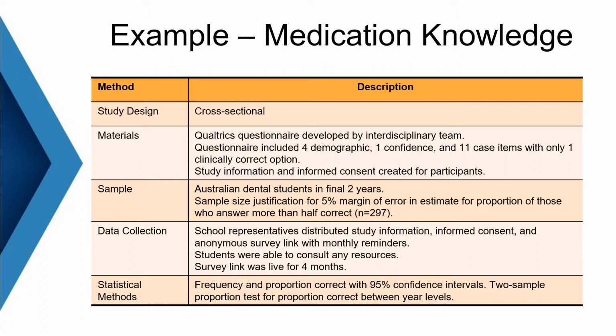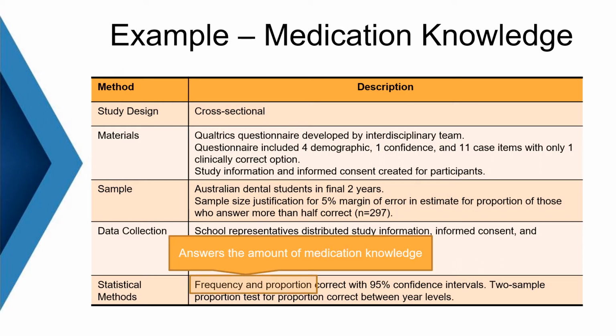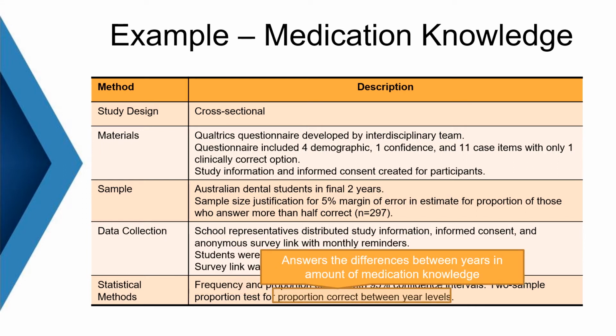For the statistical methods, frequency and proportion correct with 95% confidence intervals were calculated, as well as 2 sample proportion tests for proportion correct between year levels. The frequency and proportion answers the amount of medication knowledge, and this test in proportion answers the differences between years and amount of medication knowledge.